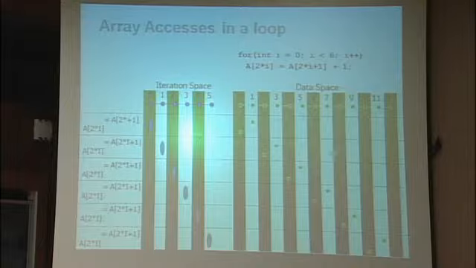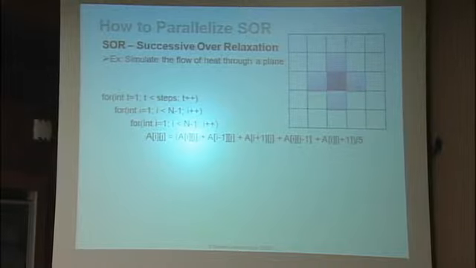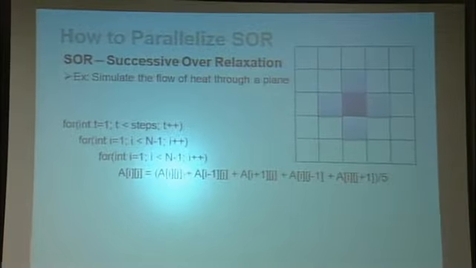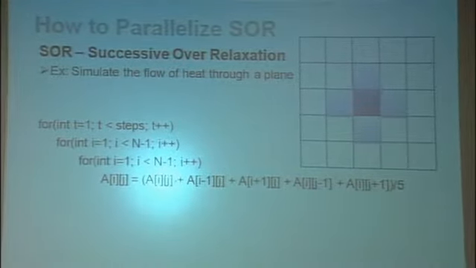So next, I want to look at something a little bit more complicated. So let's look at this. Here's a classic algorithm called successive over relaxation. It simulates things like heat flow through a plane. So let me illustrate what it does.